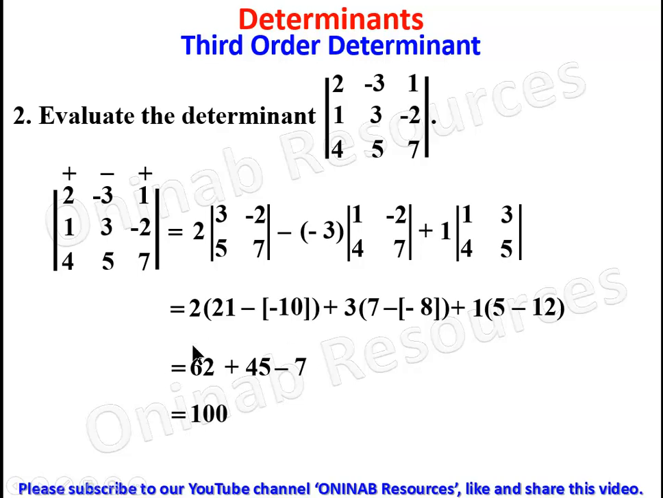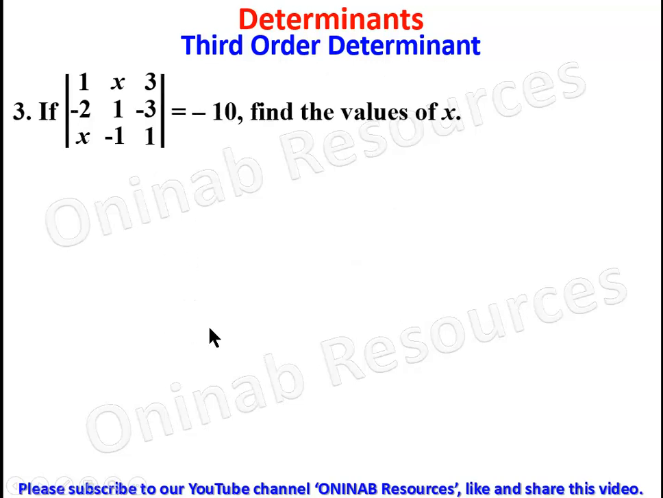So we go to problem 3. Problem 3, this seems to be an application. If the determinant of the entries 1, x, 3, negative 2, 1, negative 3, x, negative 1, 1 is equal to negative 10, find the values of x.